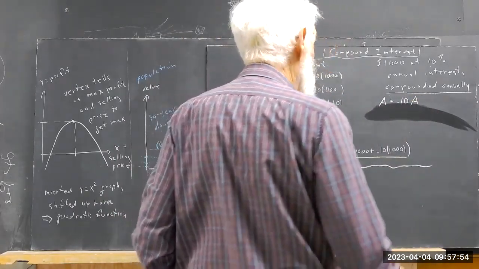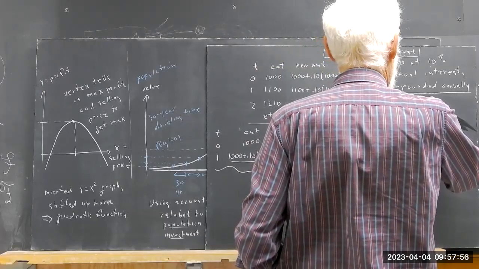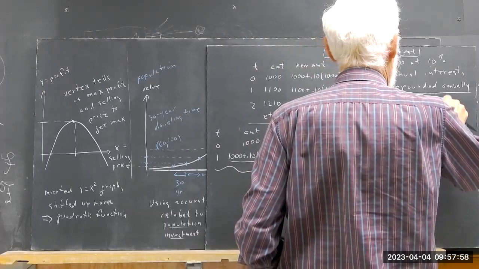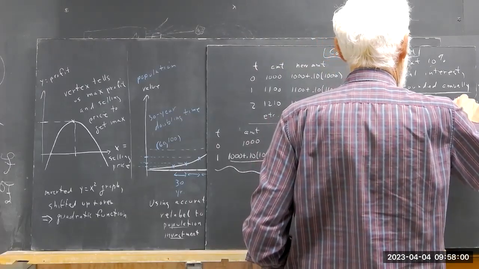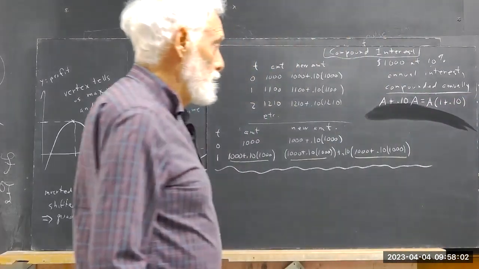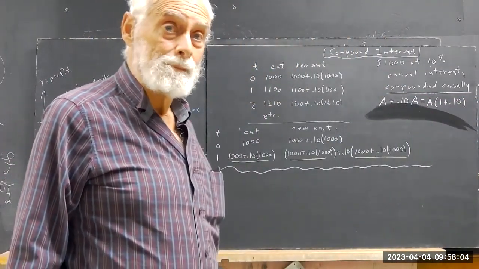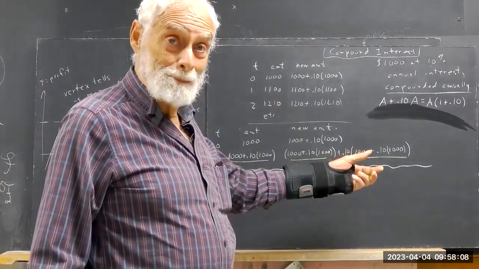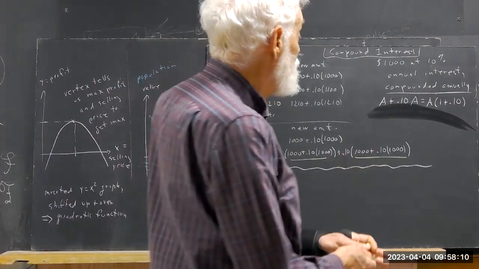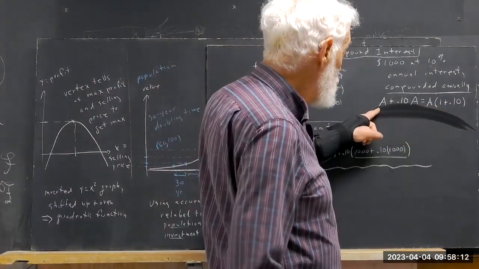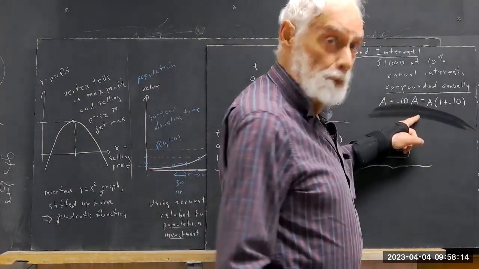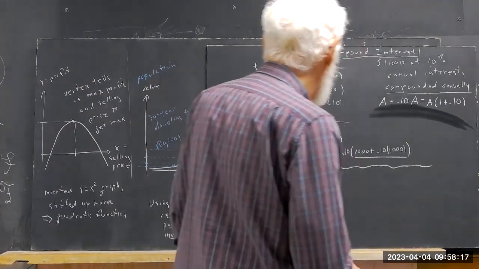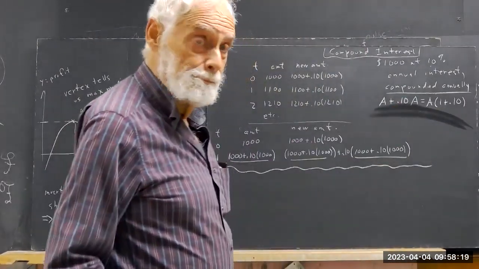You have to agree with me that this is the same as the amount times 1 plus 0.10. No, you don't have to agree with me, but do you agree? Because if I distribute through here, A times 1 is A, A times 0.10 is 0.10A. Okay, I want to use that.